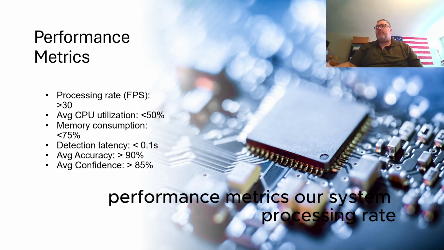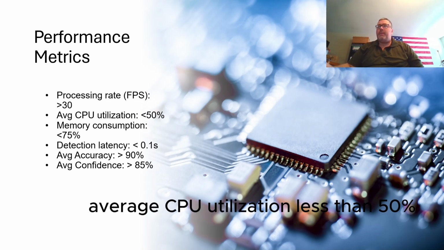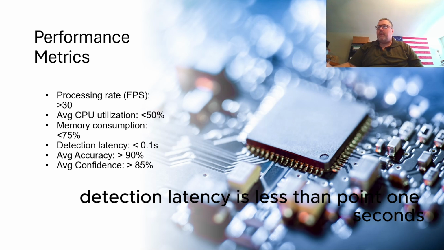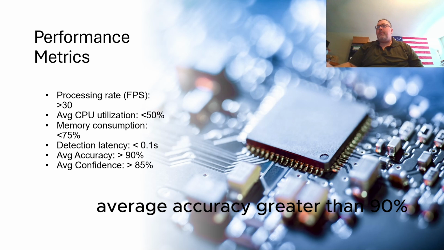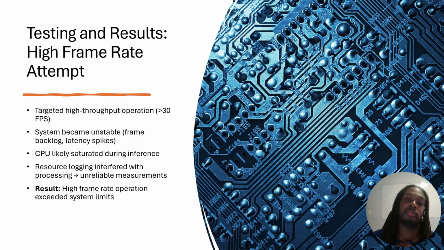Performance metrics. Our system processing rate is greater than 30 frames per second. Average CPU utilization less than 50%. Memory consumption less than 75%. Detection latency is less than 0.1 seconds. Average accuracy greater than 90% and average confidence greater than 85%.